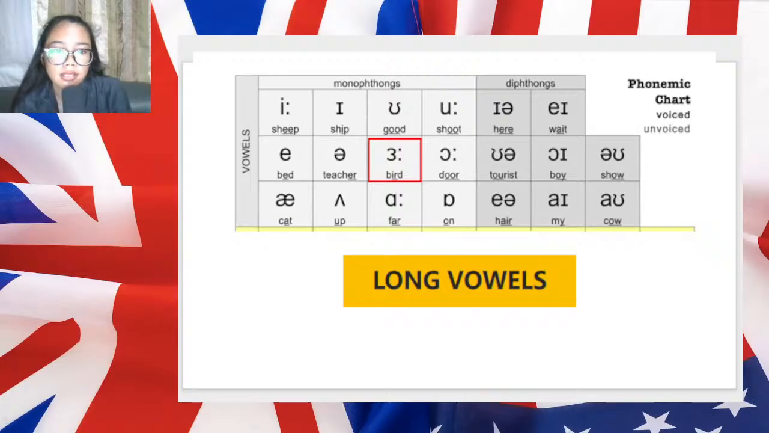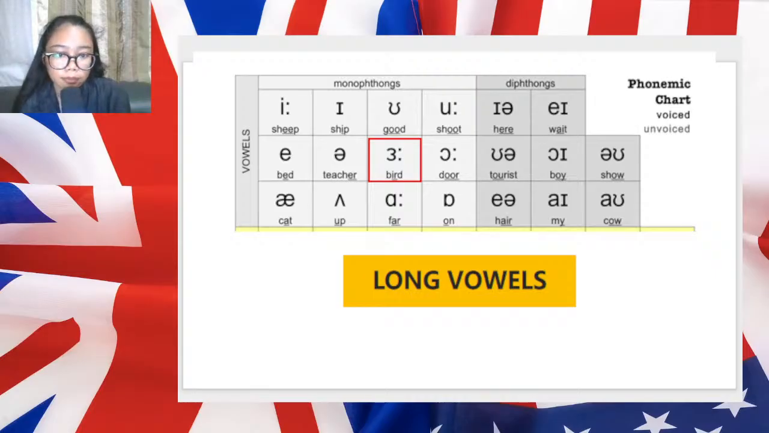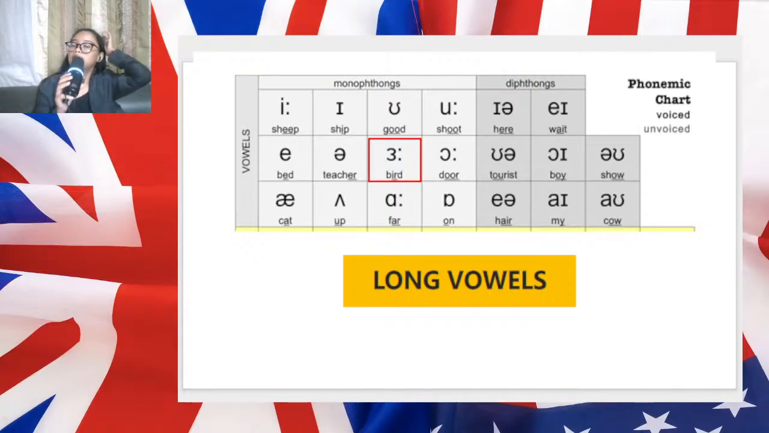Okay? This is how you pronounce it. It is a long schwa sound. For the schwa sound earlier in the short vowel sounds, it's short, but here it's long. So that is girl, work, journey.